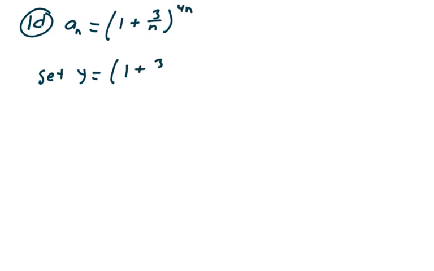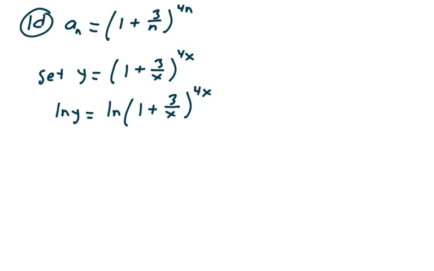Now, in 1d, we have a sub n is 1 plus 3 over n to the 4n. Okay? Now, what I'm going to do is set y equal to 1 plus 3 over x to the 4x. Take the natural log of both sides. This is a Calc 1 related problem.